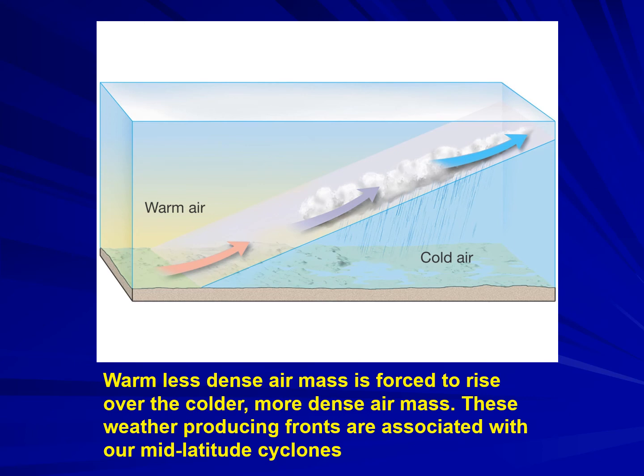So here's just another way to look at that. So again, in frontal wedging or frontal lifting, when you have a warm air mass coming in to try and overtake a colder air mass, that cooler air mass is going to act like an invisible mountain range, push the warm, moist air up and over it, leading to condensation and perhaps precipitation.